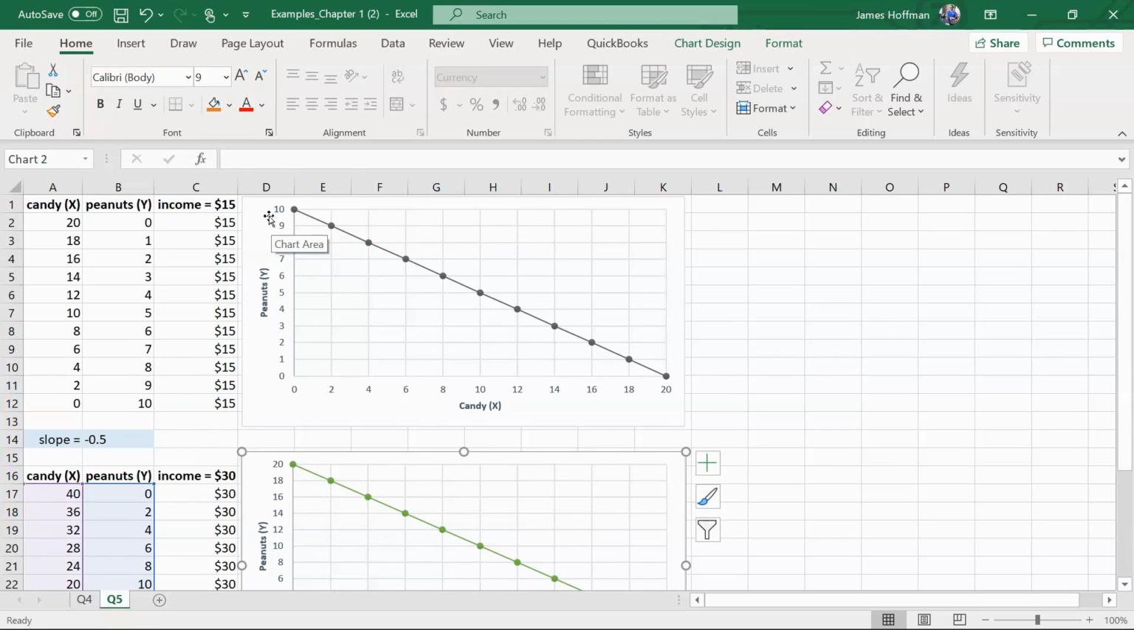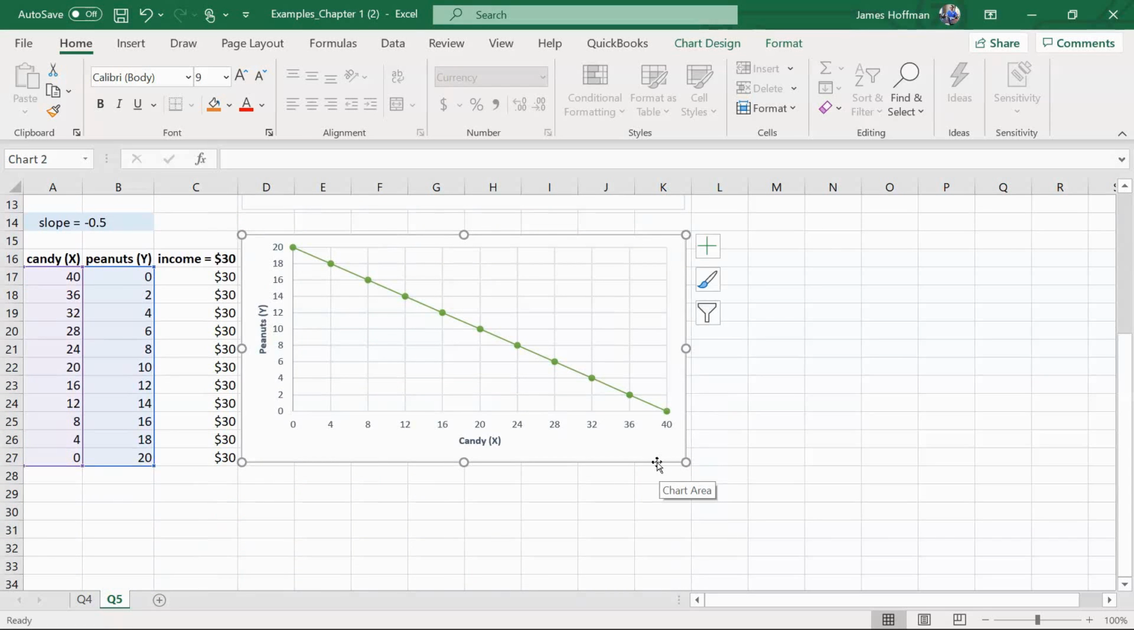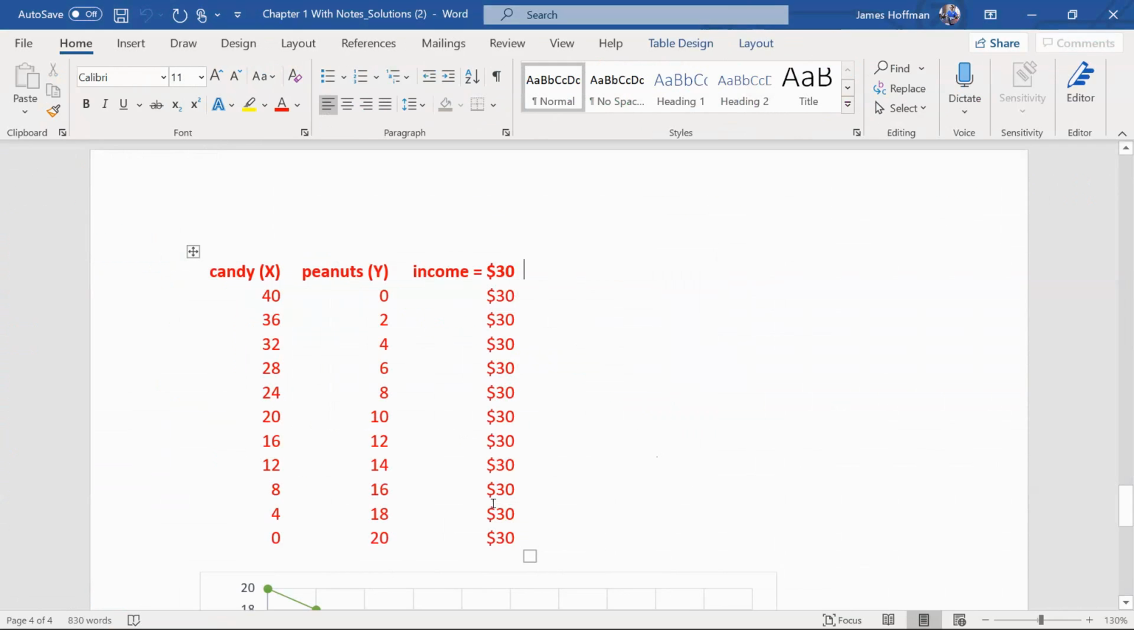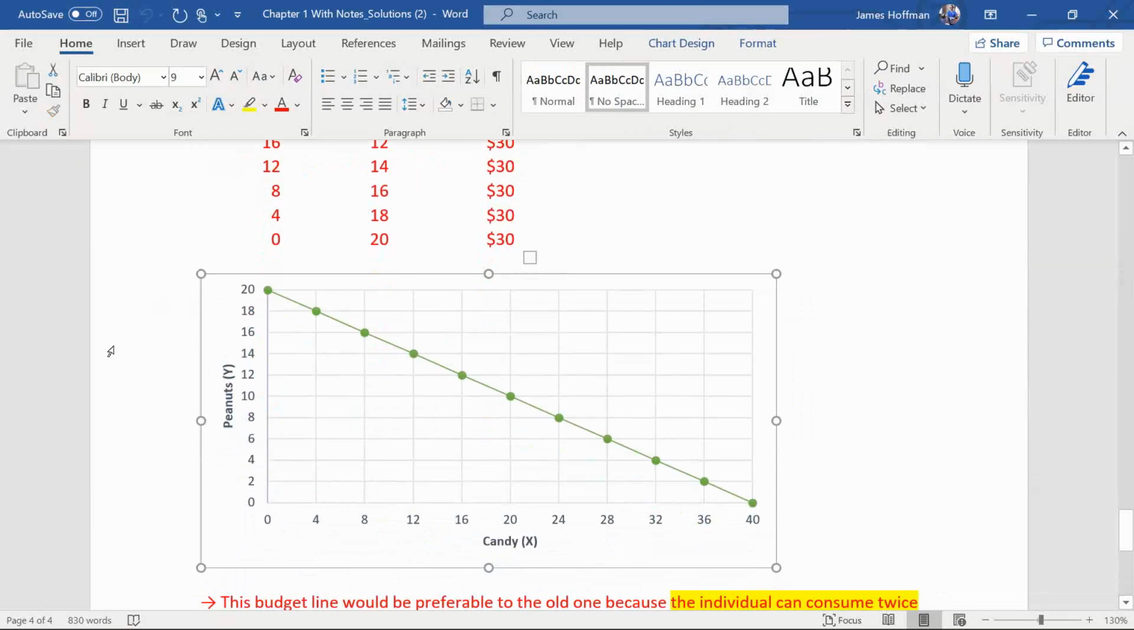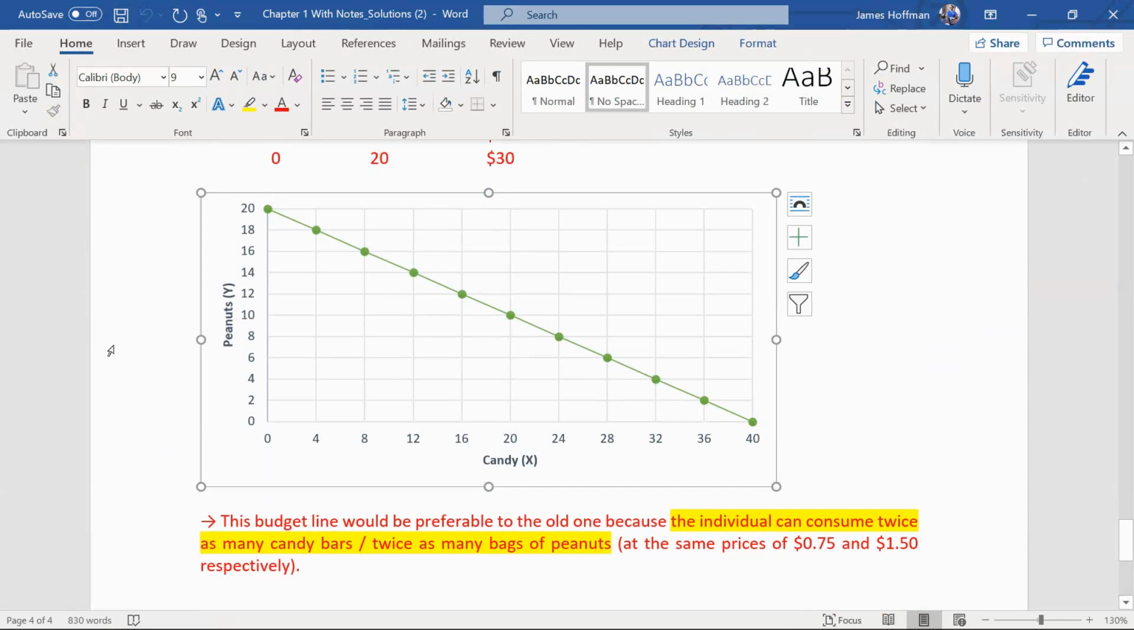So you should be able to see that the intercepts are higher for both. So now the intercept for peanuts is not 10, it's 20. And the intercept for candy bars is not 20, it's now 40. So our income doubled, which means that our consumption opportunities have doubled as well. And we can obtain much higher combinations of peanuts and candy bars. Okay, so here's that new budget line with the increase in income from 15 to 30.